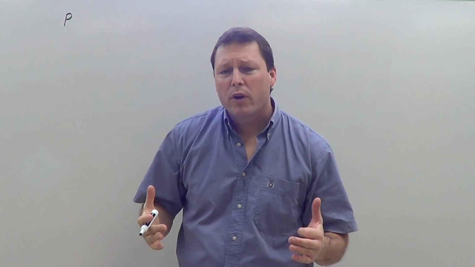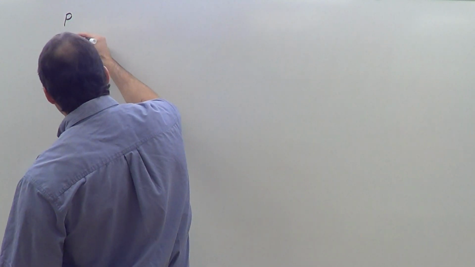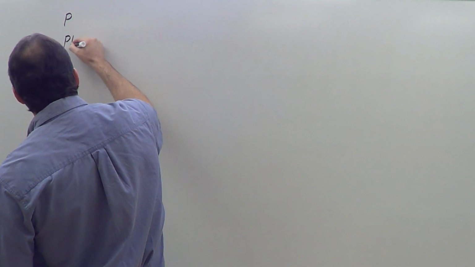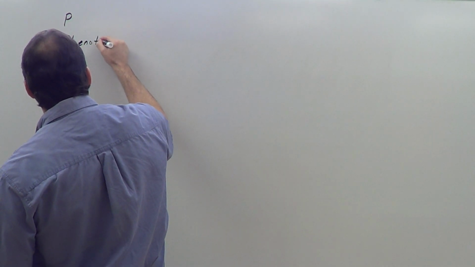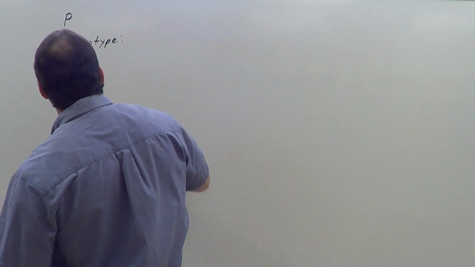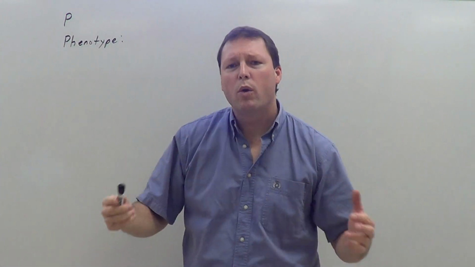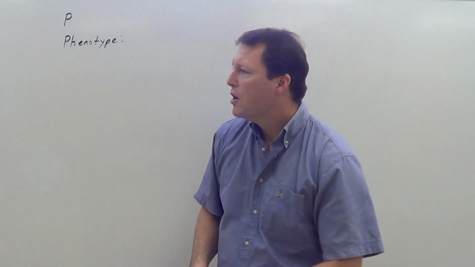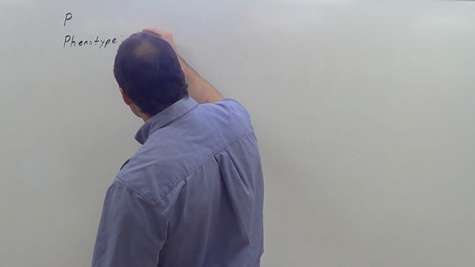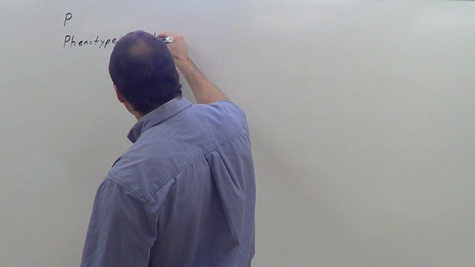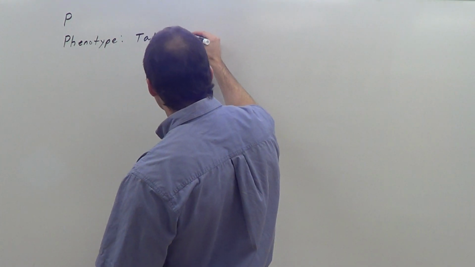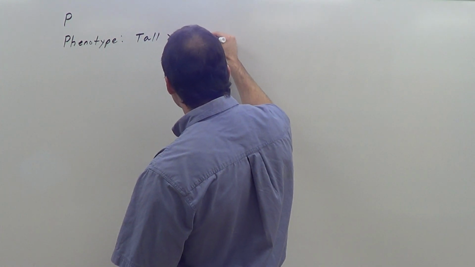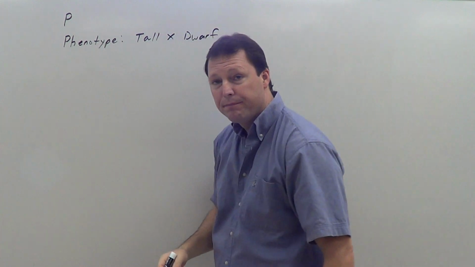And then we're going to write phenotype. So what are the phenotypes of these particular pea plants? A phenotype is what that organism actually looks like. So we're going to take a tall pea plant and we're going to cross it or mate it with a dwarf pea plant.